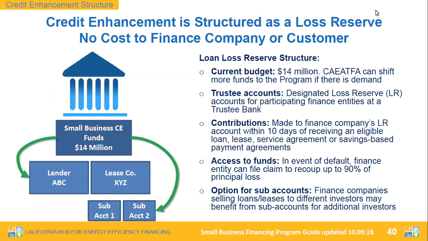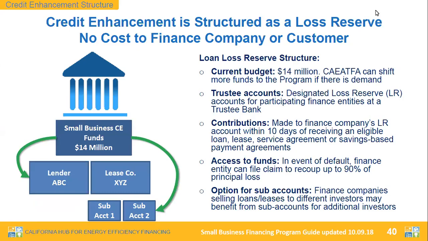Okay, so getting to the credit enhancement structure, the actual structure has not changed since what we presented in April. The credit enhancement is going to be structured as a loss reserve. CAEATFA is going to set up an account at a trustee bank for each finance company that enrolls in the program. And as your company enrolls loans or leases or service agreements with the program, we will contribute funds to the loss reserve account. And these are these utility ratepayer dollars that we've been talking about and what they're approved for and what they're not.